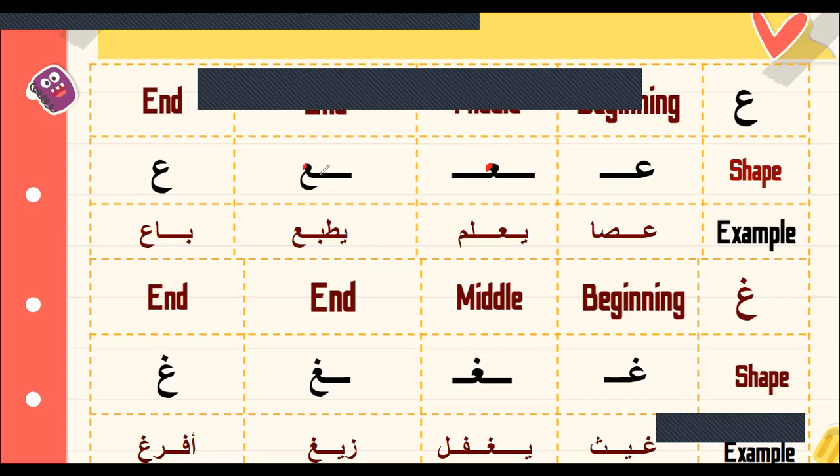Some students think that this is a ha. No, actually the ha has a straight head, but this one has something like a beak of a bird. It's tilted and not straight, curved or rounded. Okay, so this is not a ha. Do not mix between the ayn and the ha.